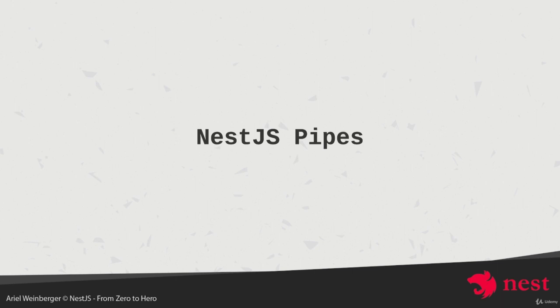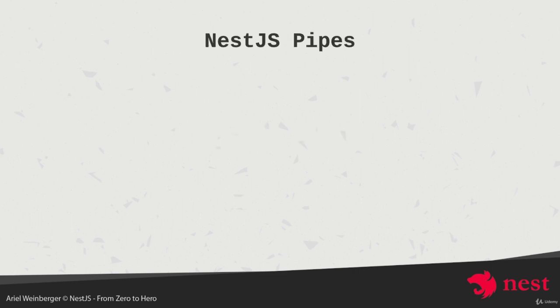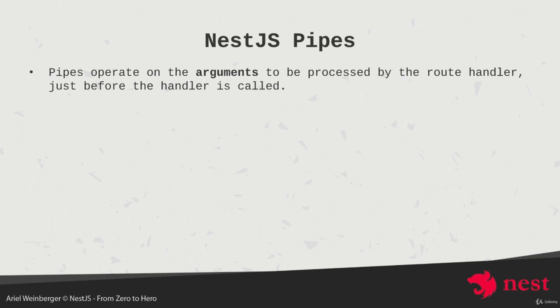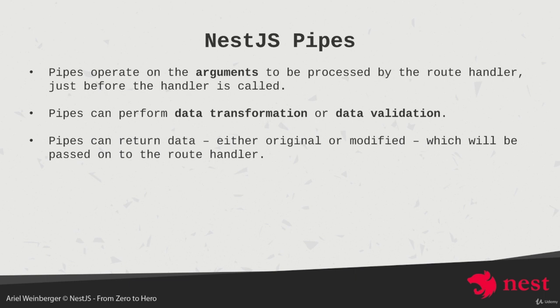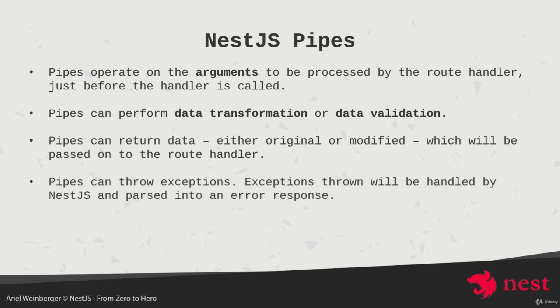So in this section, we're going to be dealing with validation and error handling, and therefore it's good that you familiarize yourselves with NestJS pipes. So NestJS pipes. Pipes operate on the arguments to be processed by the route handler just before the handler is called. Pipes can perform data transformation or data validation. Pipes can return data either original or modified, which will be passed on to the route handler. Pipes can throw exceptions. Exceptions thrown in pipes will be handled by NestJS and then parsed into an error response. And pipes can be asynchronous.